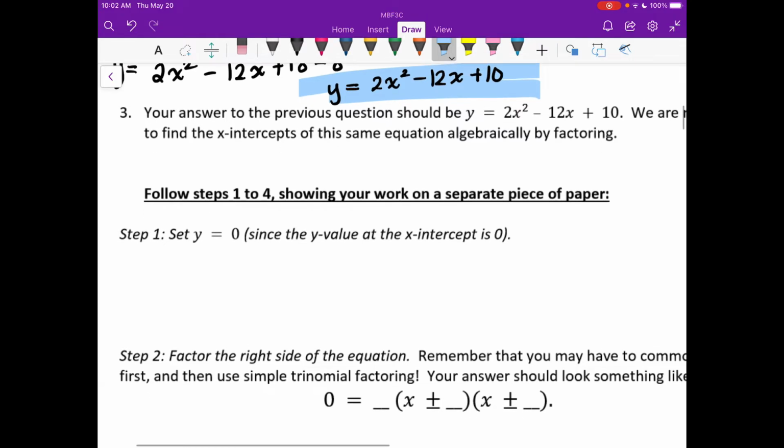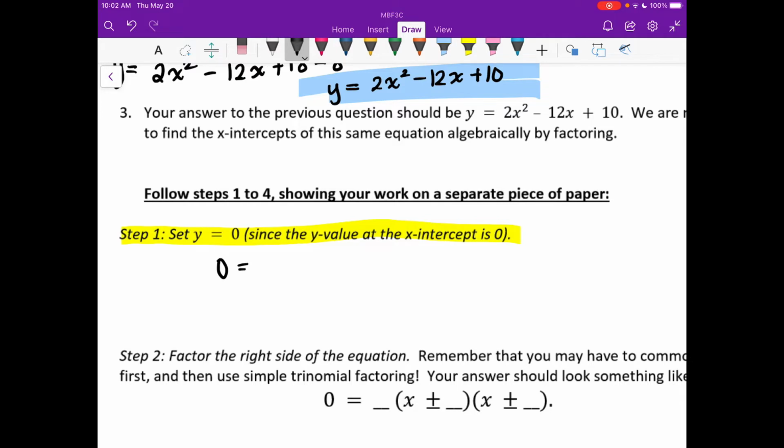You don't need to put it on a separate piece of paper. I'm just going to do it on the same one. If you want more paper, that's fine. That's up to you. But step 1 says set y to 0. So let's do that, because at the x-intercept, the y value is 0. So let's make y equal 0.